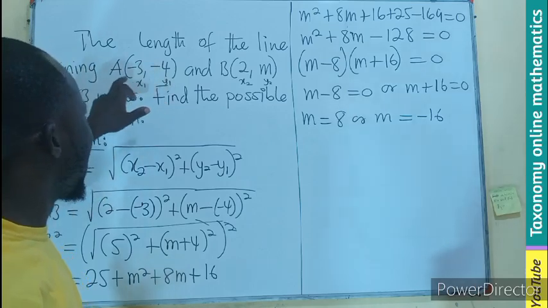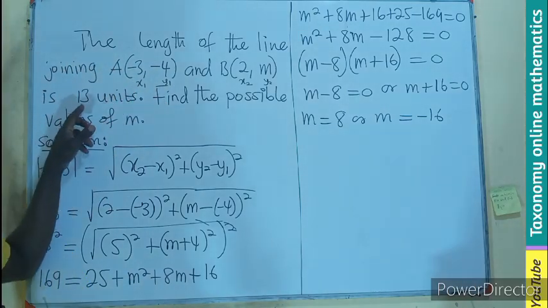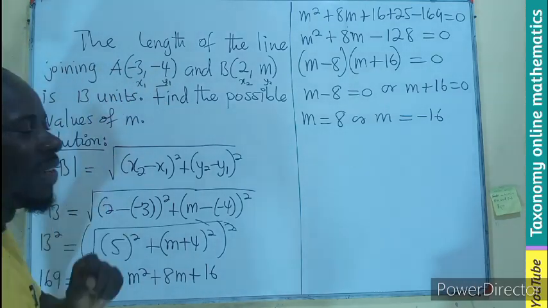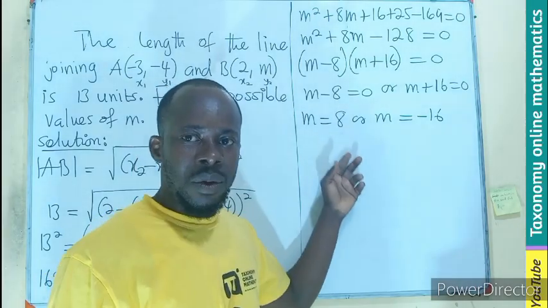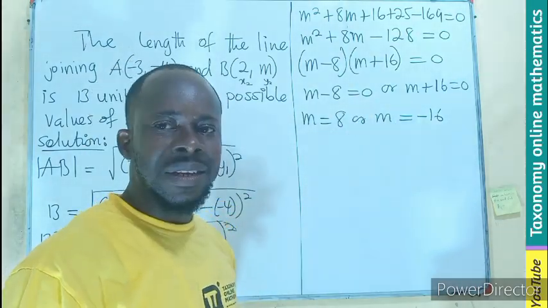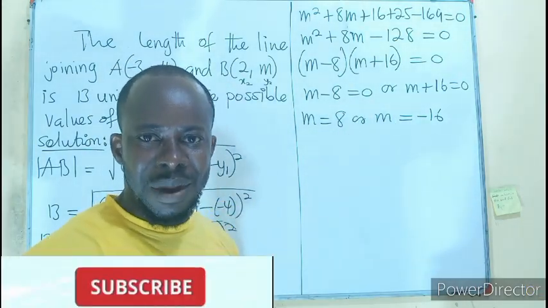So the possible values of m that will make the distance between the points be 13 units will be either 8 or -16. I believe the concept is well grasped.